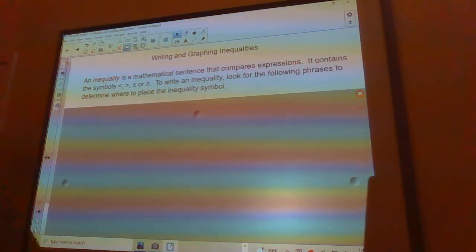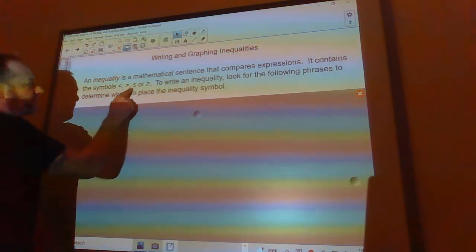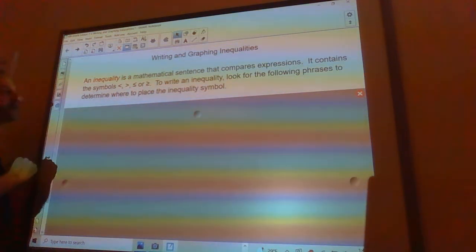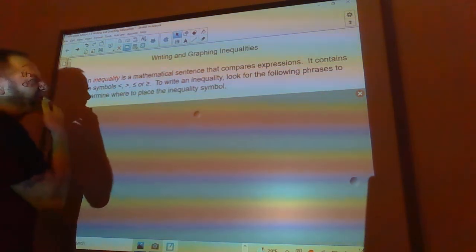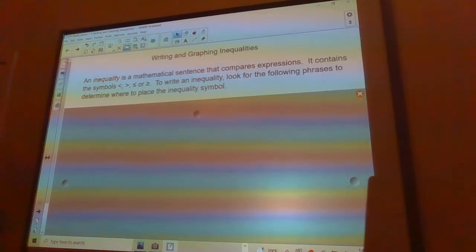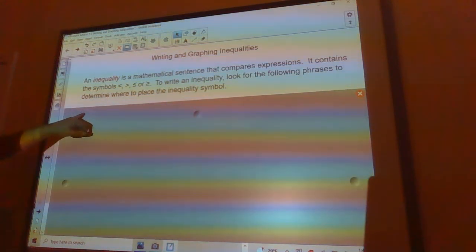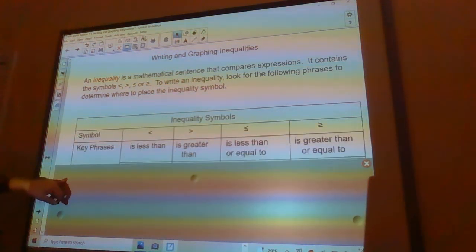It contains the symbols. Here are the four symbols that it'll have. This is less than, this is greater than, this is less than or equal to, this is greater than or equal to. To write an inequality, look for the following phrases to determine where to place the inequality symbol.